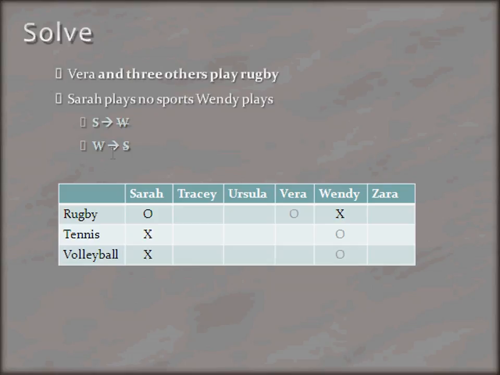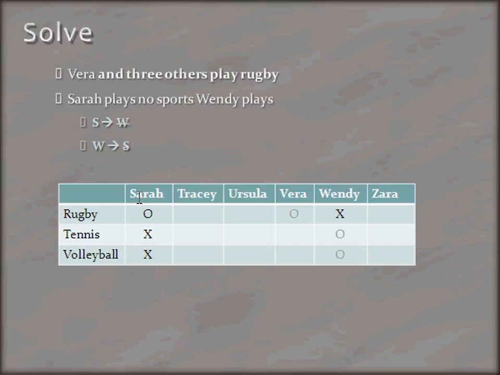Sarah plays no sports that Wendy plays. Now let's think about this for a moment. If we have Sarah, then we don't have Wendy. Or if we have Wendy, then we don't have Sarah. Wendy's already in the diagram. We know that she plays 2 sports, tennis and volleyball. So that means Sarah doesn't play tennis or volleyball, which means that Sarah could play rugby.